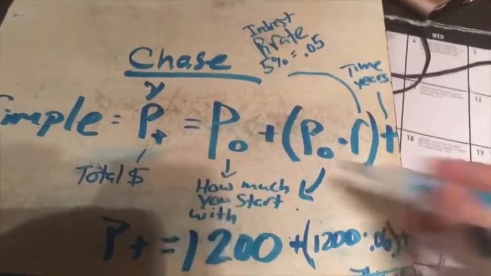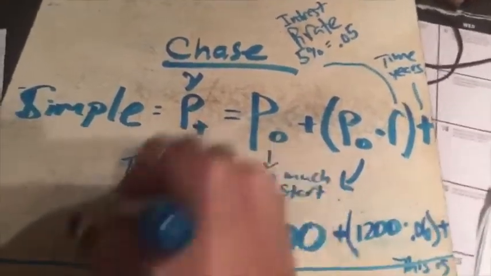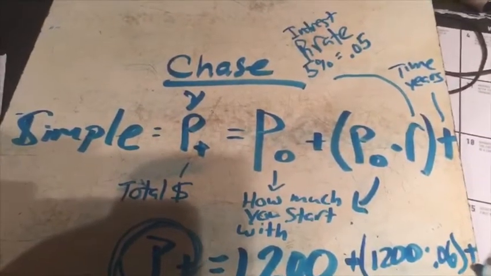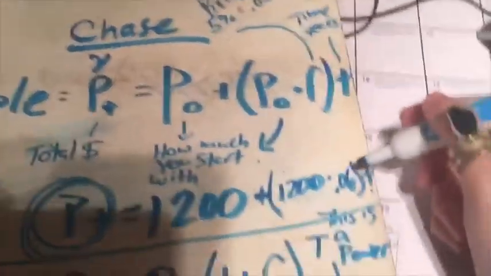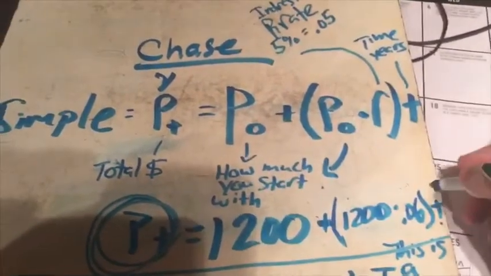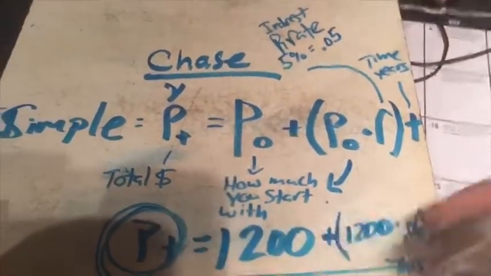So you're going to have to solve this for that total amount of money. You have to solve it for 5 years and then 15 years. So you're going to have to plug 5 in here and solve it, and then plug 15 in here and solve it.